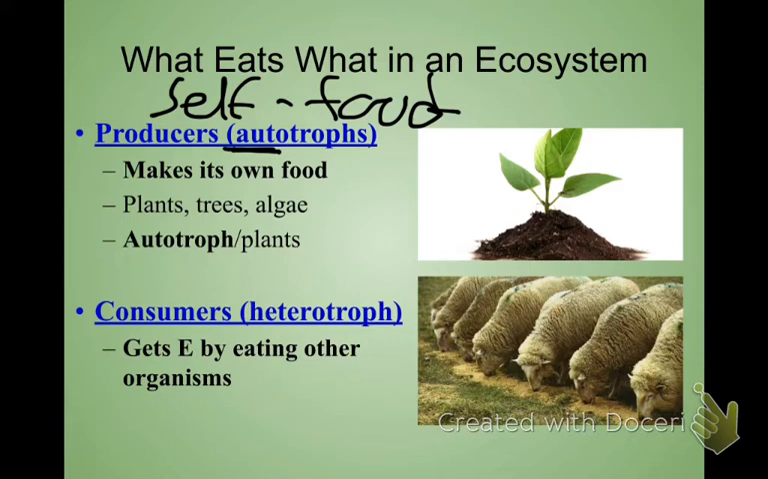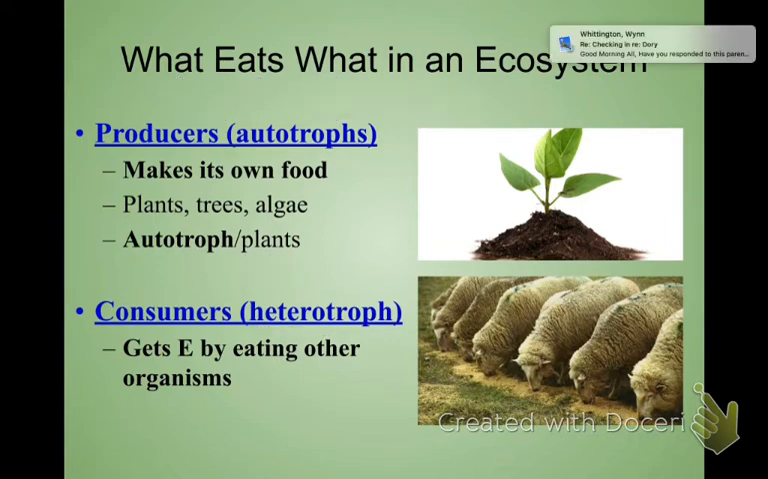Next level up would be your consumers. Consumers have to consume their food. We can't make our own food, therefore we consume it. So we are called a consumer. They're also known as a heterotroph. Hetero means different, and again, troph means food, so different food. So instead of self-made food, we have a different food source.